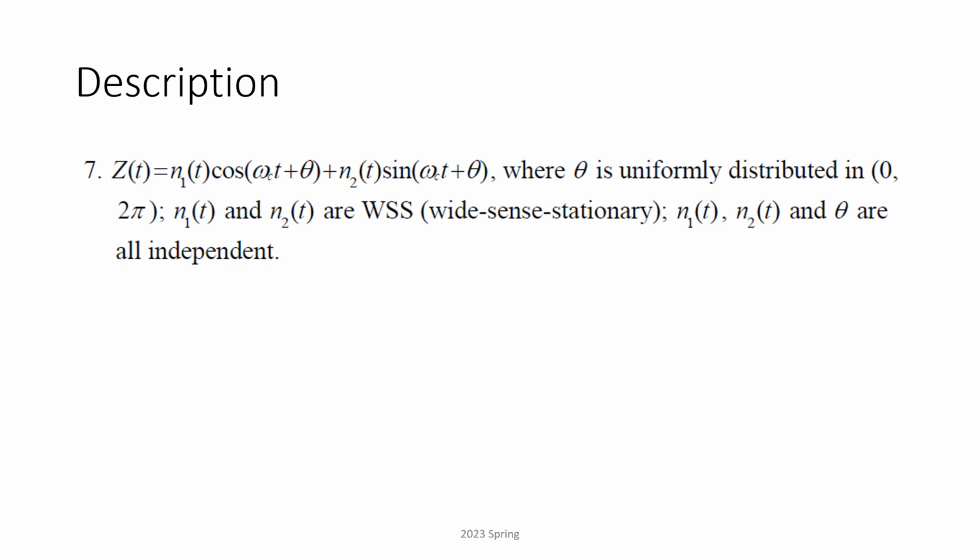We know that Z(t) equals N1(t) times cosine(omega_c t plus theta) plus N2(t) times sine(omega_c t plus theta), where theta is uniformly distributed in 0 to 2 pi, and N1(t) and N2(t) are wide-sense stationary, and N1(t), N2(t), and theta are all independent.